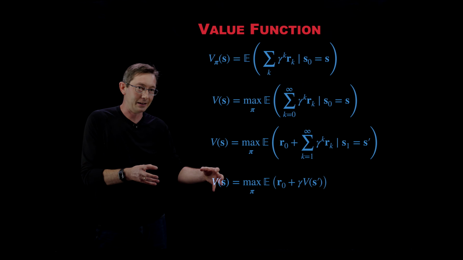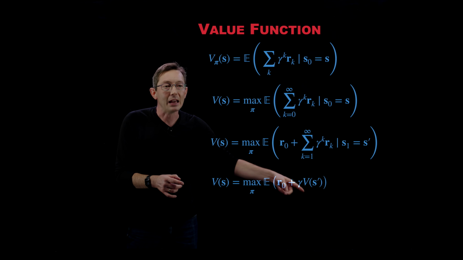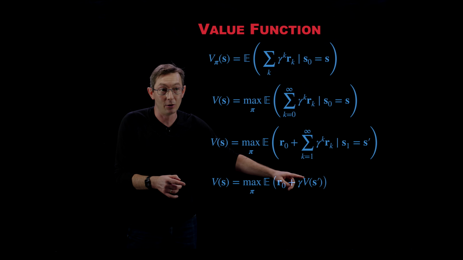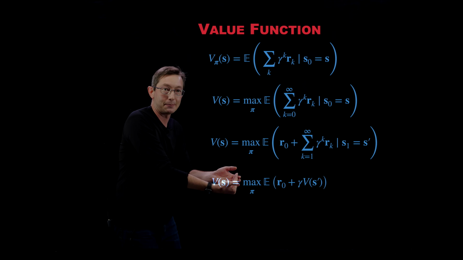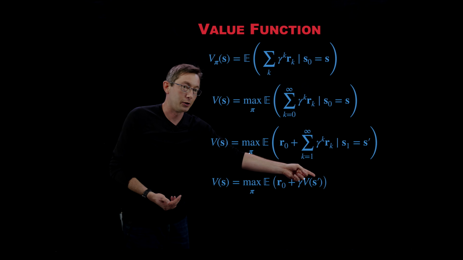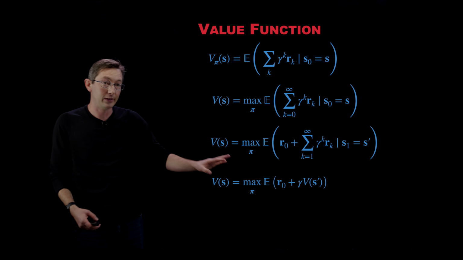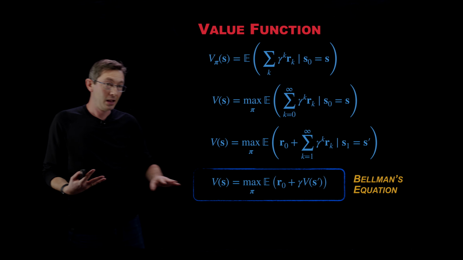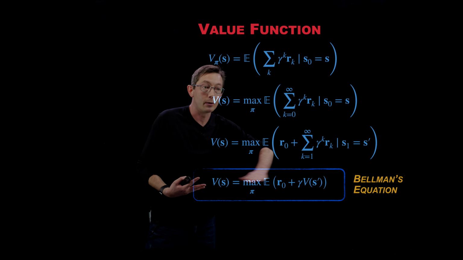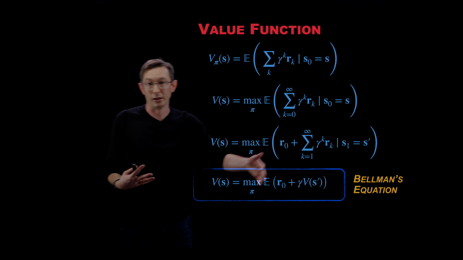So this means that if I know what this value function is, and I know what the best next state is, all I have to do is take an action now to get me to that next best state in the future. And so this is a recursive expression that allows you to break it up into subproblems. This is called Bellman's equation, or Bellman's optimality condition.